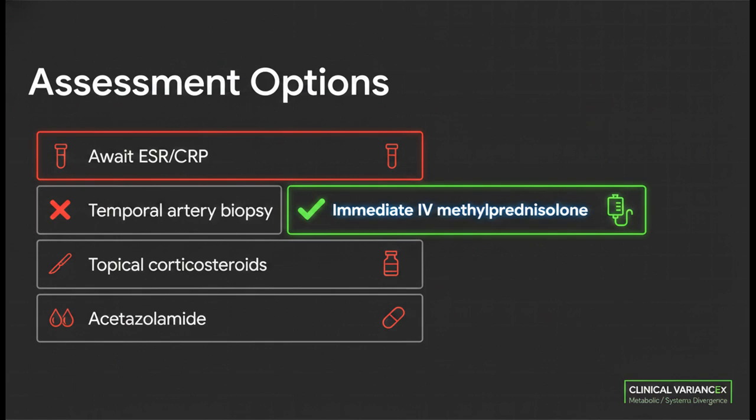Number 4, topical corticosteroids is incorrect. This is a systemic large vessel vasculitis. It requires systemic therapy. And finally, number 5, acetazolamide is incorrect. That's a carbonic anhydrase inhibitor used to decrease intraocular pressure in conditions like glaucoma. It's completely ineffective for arteritis.